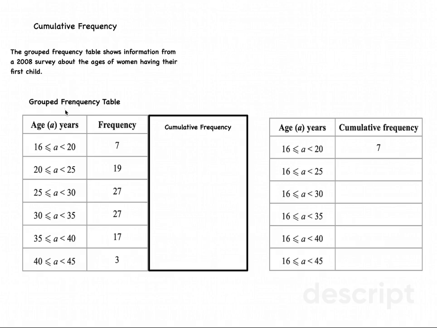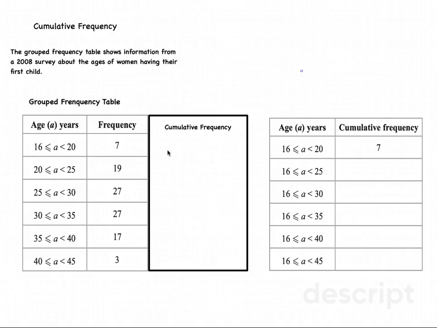We can see this is the grouped frequency table, that we have 7 women who had their first child between the ages of 16 and 20, 19 women who had their first child between 20 and 25, and so on. We're asked to complete the cumulative frequency. Now, for cumulative frequency, you can think about adding on, cumulative or to accumulate.